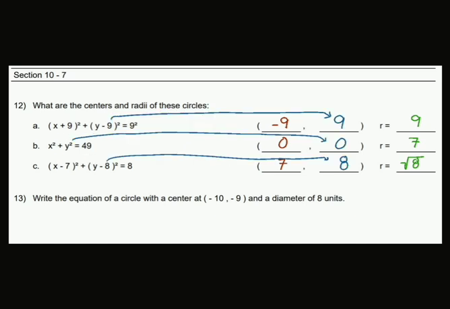Now let's do the same thing for the y's. When we pull the negative 9 out, it becomes 9. If there's nothing there, it's 0. When it's negative 8 and we pull it out, it's 8.